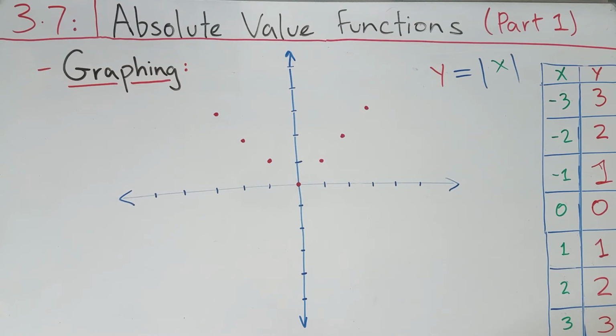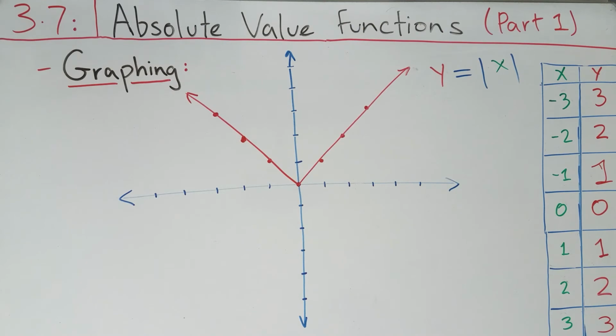So you can already see the pattern between the points is starting to look like a V. Anyways, let's connect the dots and see what the graph looks like, and then we'll analyze some of the properties. So we can see that the graph in the red line looks like a V, and this is a property for all absolute value functions.